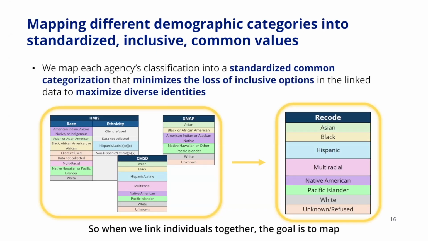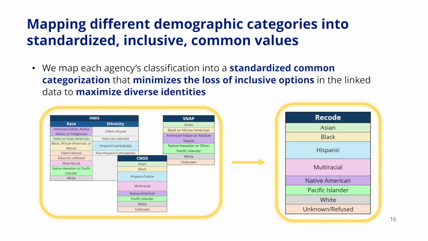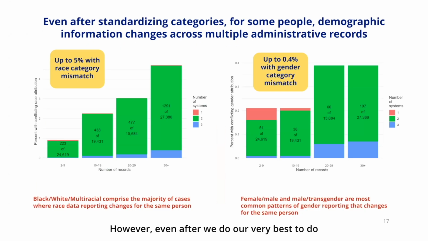So when we linked individuals together, the goal is to map each agency's classification into a standardized common categorization that minimizes the loss of inclusive options in the linked data and maximizes diverse identities. However, even after we do our very best to do this, we see that there are individuals that have mismatches in demographic data over time. Aaron would be one of these individuals.